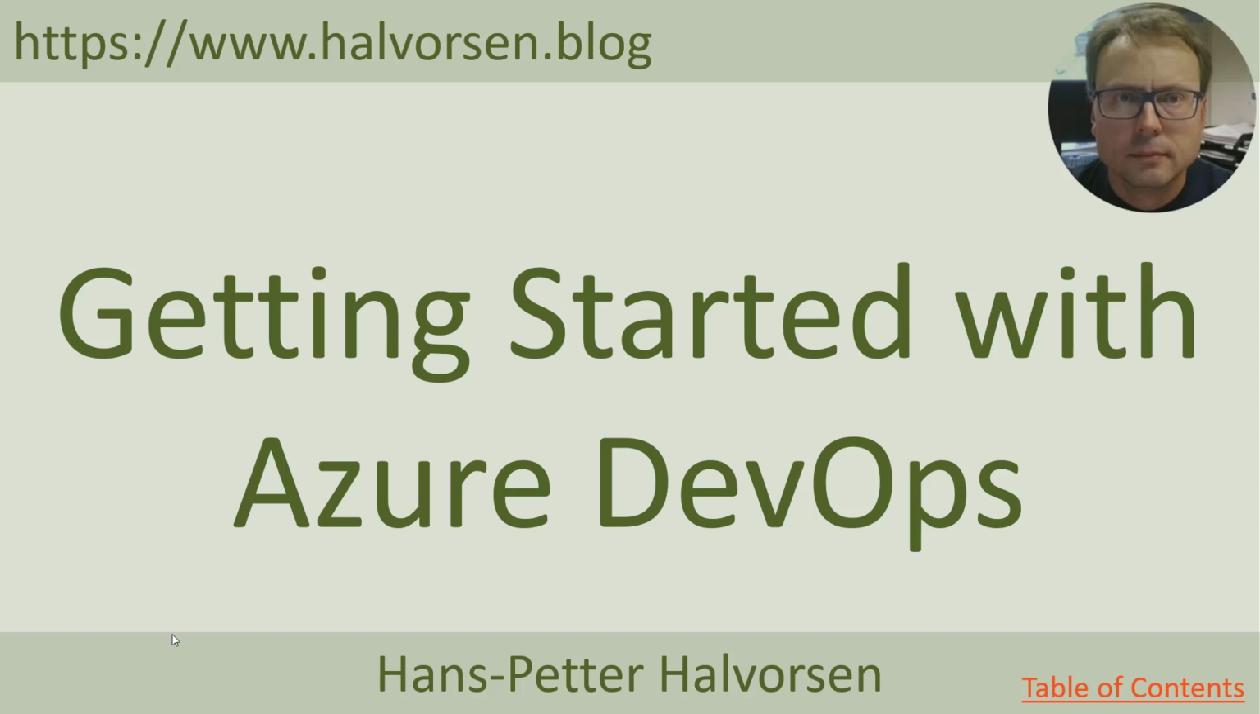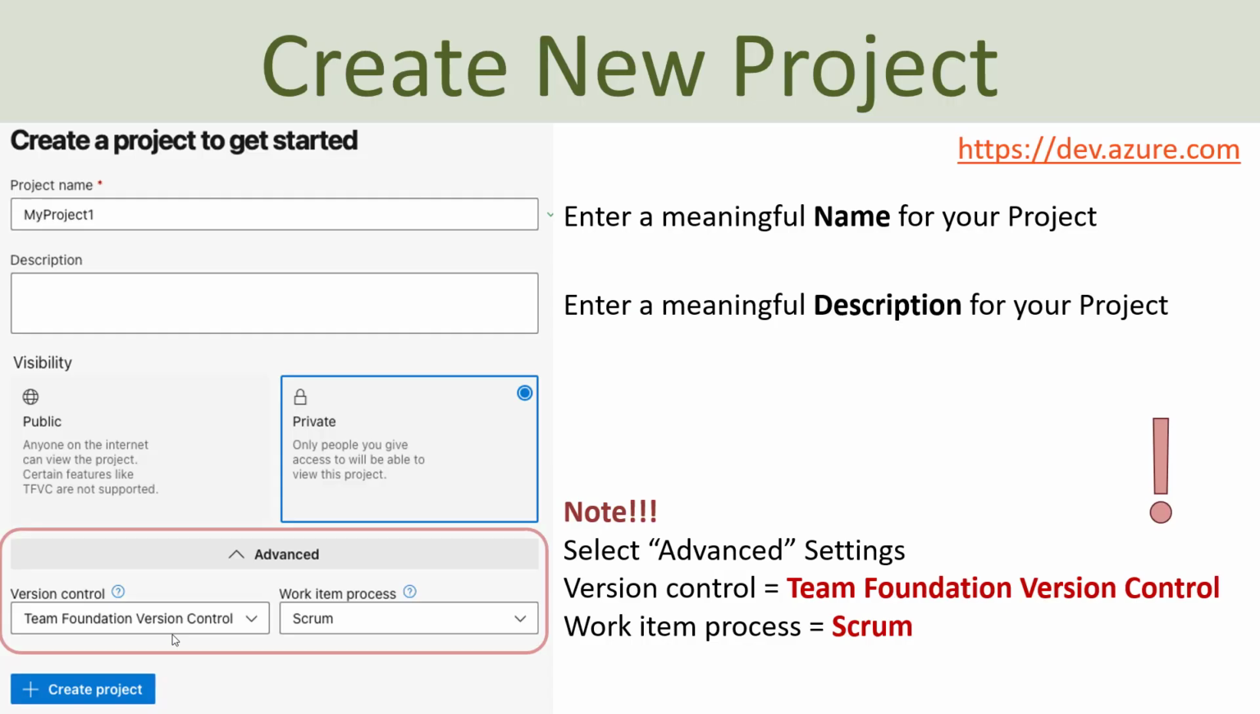So then let's start with Azure DevOps. Typically the first thing you need to do is to create an account and log in to the web page. Then next you need to create a new project that you can use in your development. So let's go to the web page here and start creating and configuring a new project that you can use in your development.